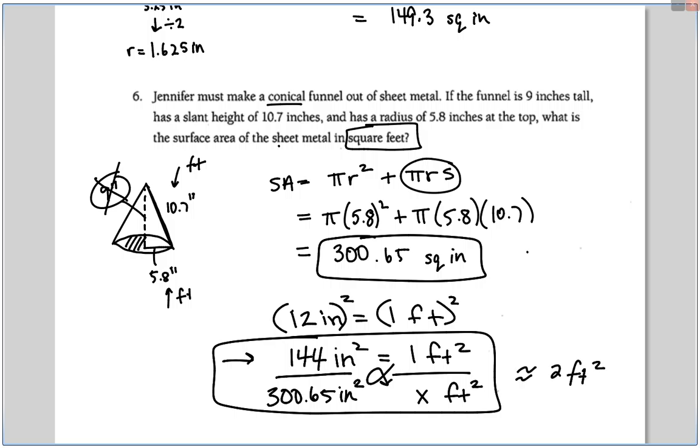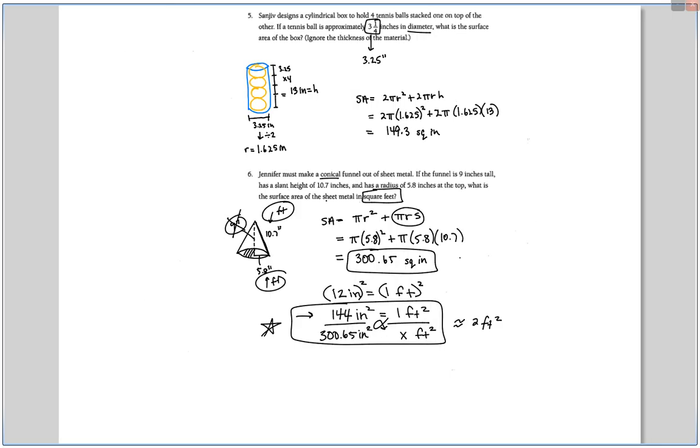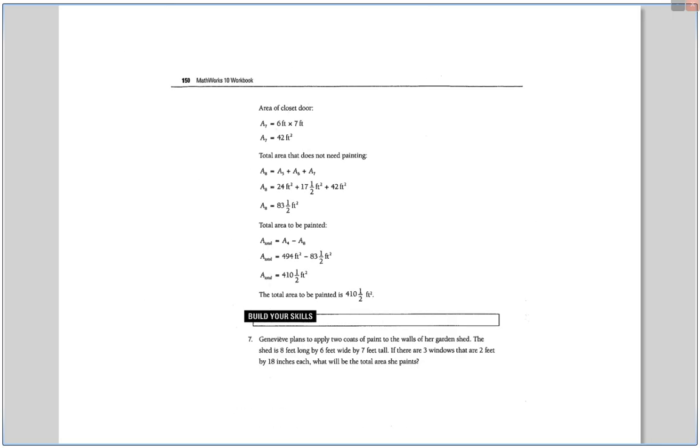So this calculation with the star beside it can be avoided if you convert the linear measurements into feet first. Alright, so let's jump to question 7.